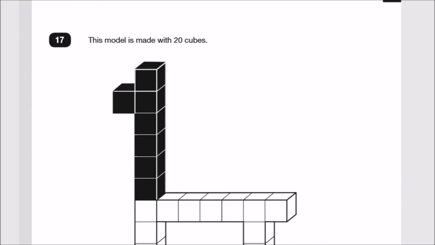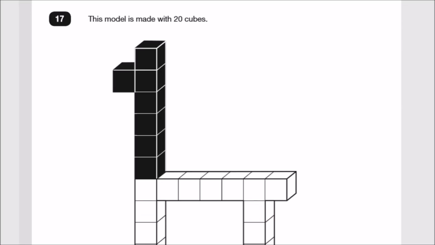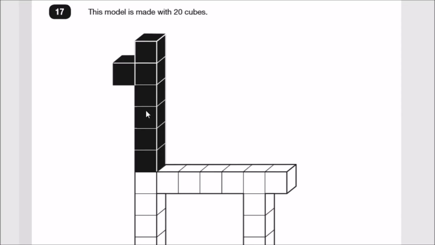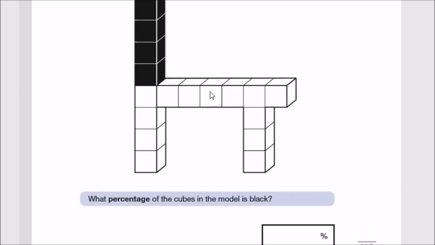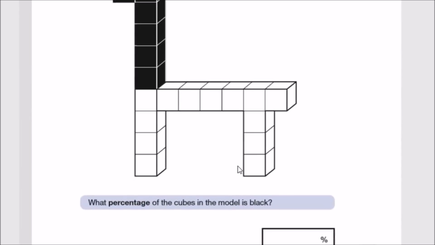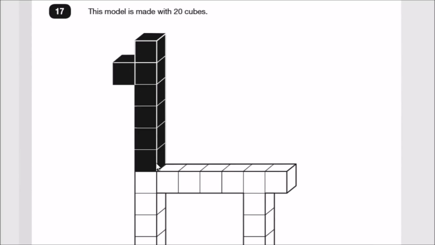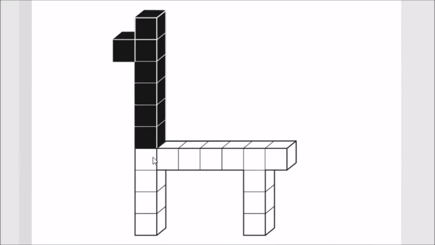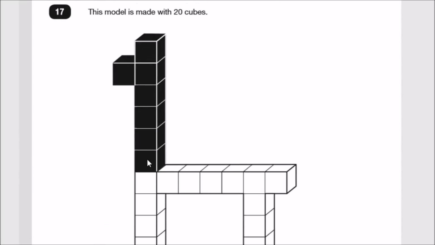So number 17, the model is made with 20 cubes. All right, so it's a kind of cute giraffe. What percentage of the cubes in the model is black? So let's go ahead and count it. We count the number of blacks. We got 1, 2, 3, 4, 5, 6, 7. So 7 cubes are black, out of all 20.